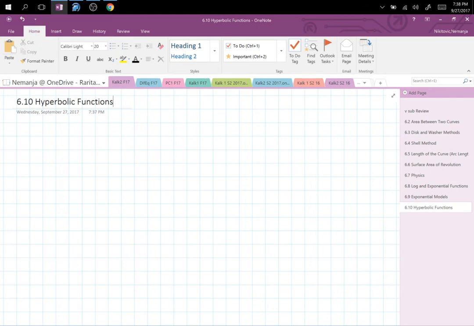So the first half of the lecture is pre-calculus based, where we define functions and take a look at all of the properties, and then the second part is calculus for those functions. So first of all, the idea of hyperbolic functions.